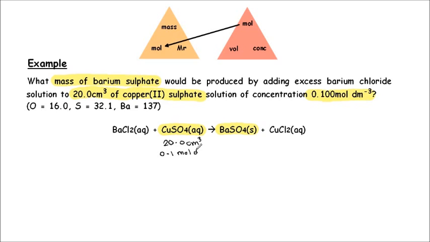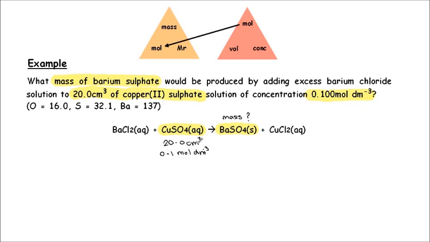So make sure you're aware of the units we're using now. And we want to find out what the mass of barium sulfate is going to be here. So we've annotated our equation now with the information we need, and that's probably one of the most important steps.